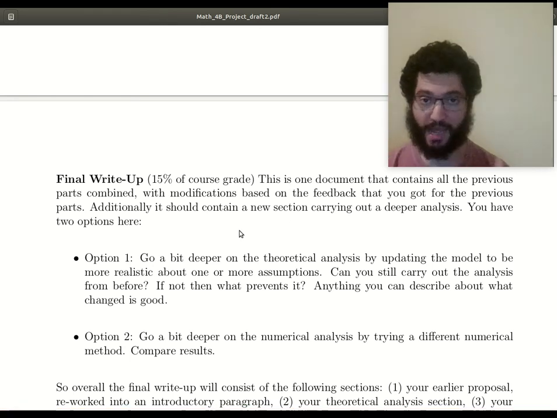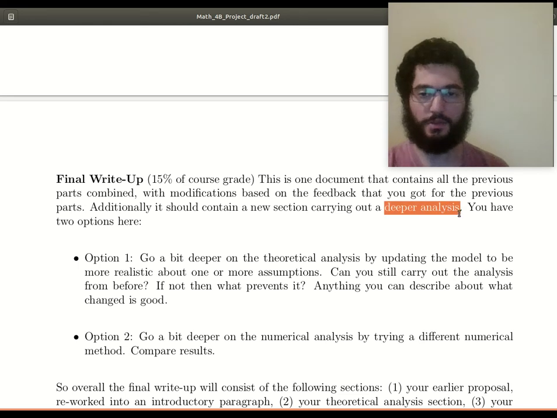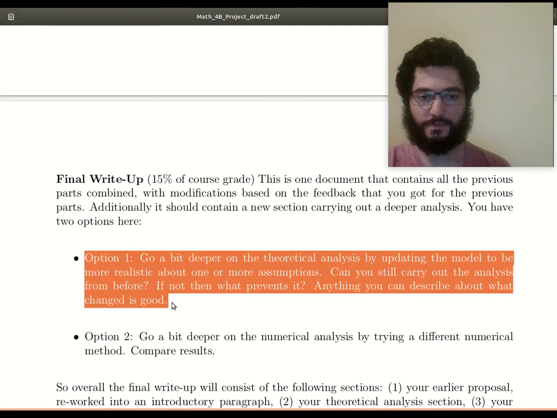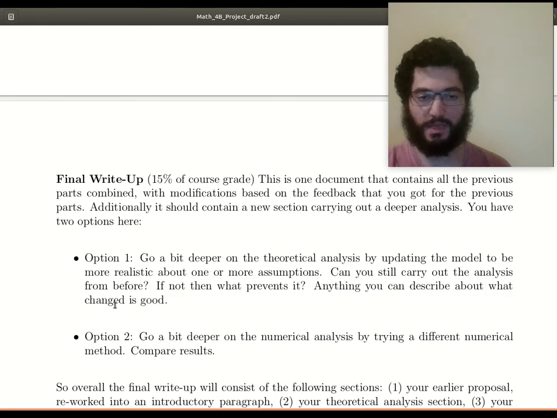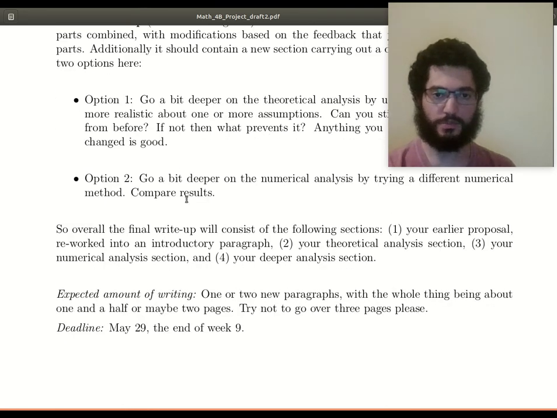And then you'll also add something to the final write-up, which is a bit of a deeper analysis. You can choose what kind of deeper analysis you want to do. Either make the theoretical analysis deeper or the numerical analysis. That will be an additional section where you dive deeper into something. Okay, so it's up to you which one to choose.